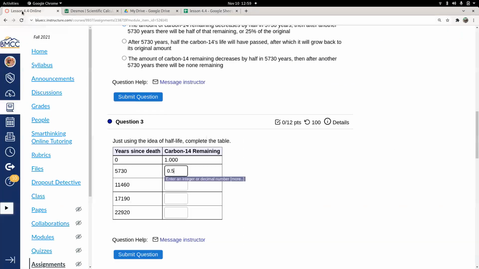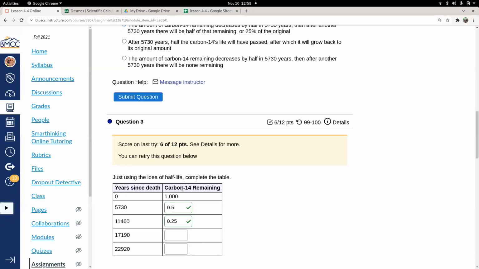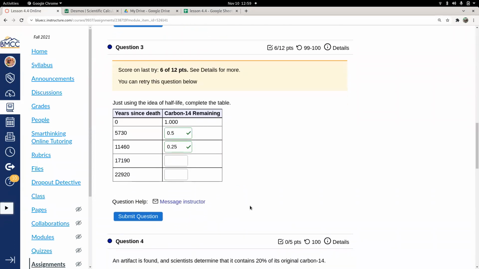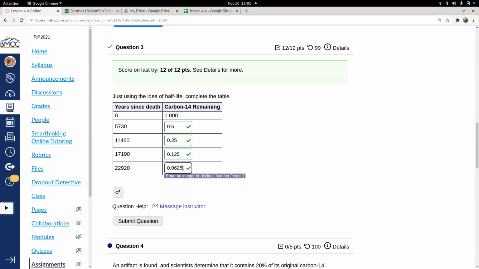Okay, so back here, integer or decimal. So I need the fraction versions of these. So 0.25. Oops, I didn't mean to submit. 0.5 of a quarter is 0.125 on my spreadsheet. And then this one was 0.0625. It might take the rounded version. Submit that because I know that's right.